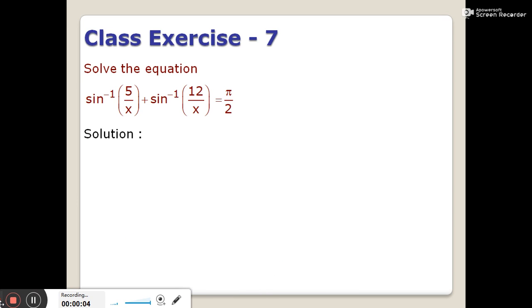The mathematics class of inverse trigonometry. Today we have some more examples of solutions of trigonometric equations. The first one is: solve the equation sine inverse 5 by x plus sine inverse 12 by x is equal to pi by 2. Solve the equation, that means we have to find the value of x.